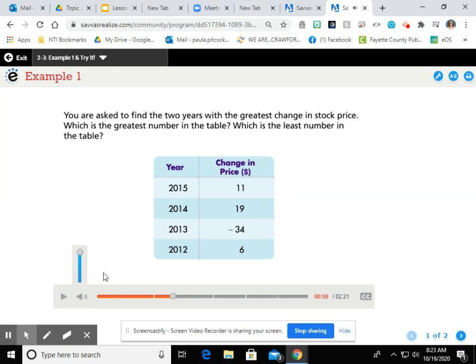Okay, so I'm going to pause it right there because it's going to give us the answer pretty fast. The greatest number is going to be the largest number, the most positive number. So 19 is the greatest number because it's the furthest to the right on a number line. The least number is the most negative number, the one that is furthest to the left on the number line. So here's my greatest number and here's my least number.